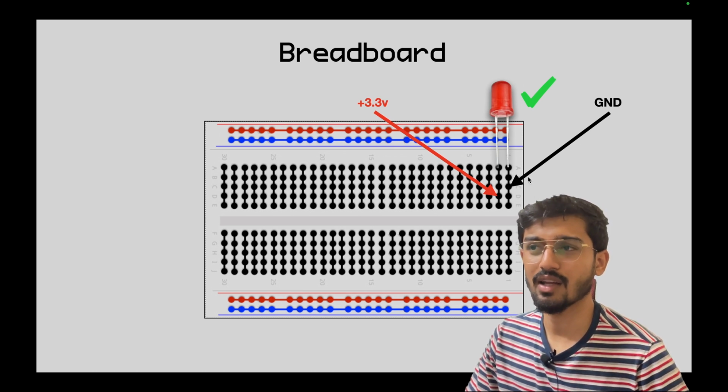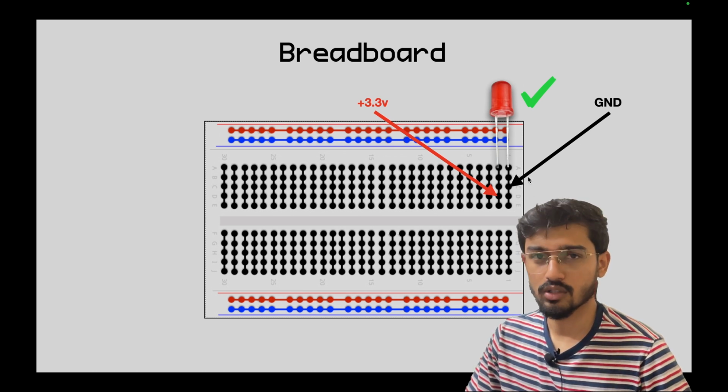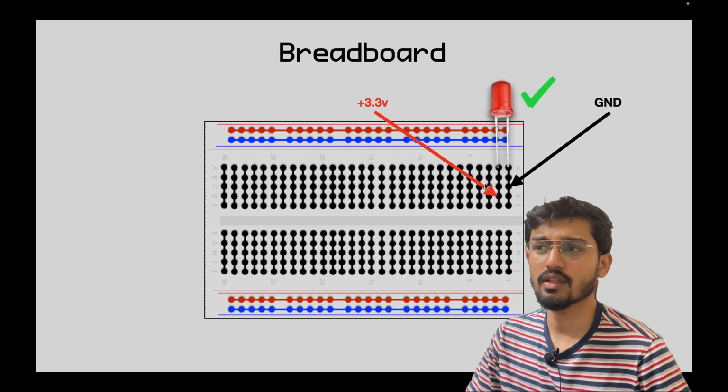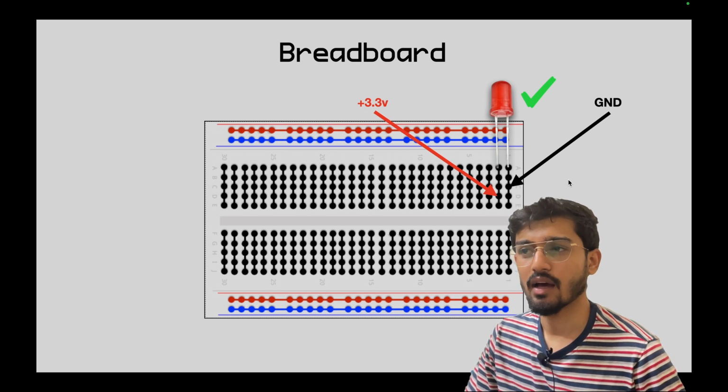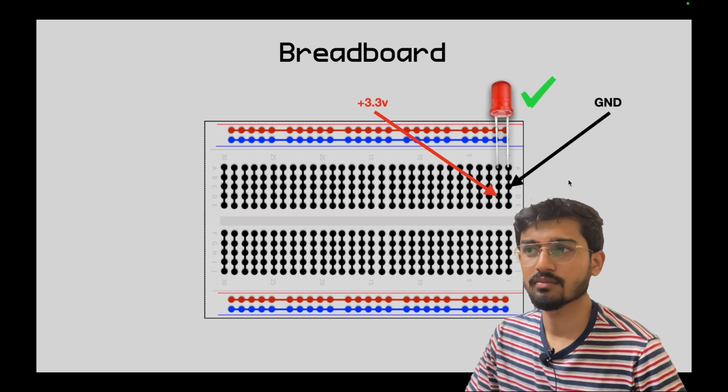You want to connect your LEDs and your resistors across the rows. Okay, they are looking like columns right now, but if you hold the breadboard vertically, then these would be the rows. So you want to connect the LEDs and your resistors across the rows. I have one last question for you, and after that we will start building the circuit.